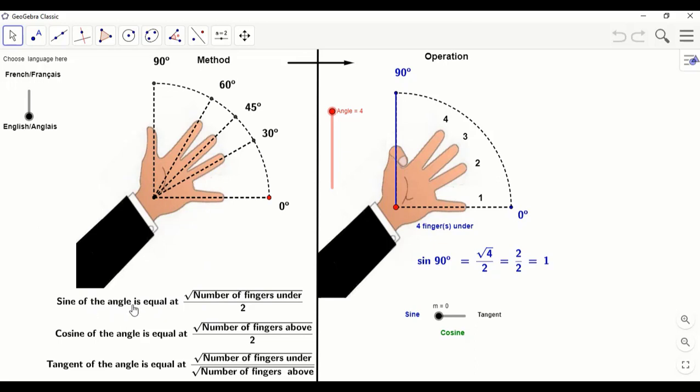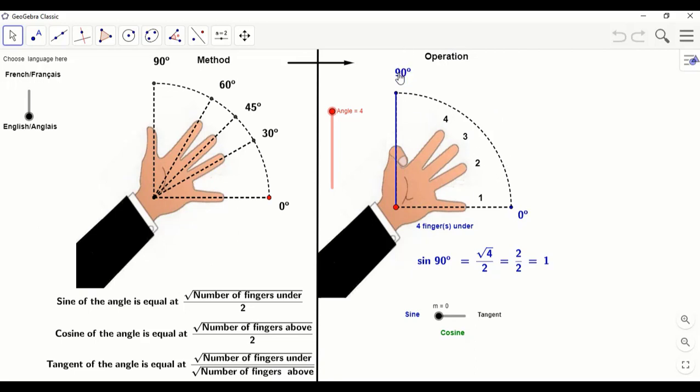If you are looking for sine of any of the angles 0, 30, 45, 60, and 90, just find the square root of the number of fingers under divided by 2. If you are looking for cos, find the square root of the number of fingers above divided by 2. If you are looking for the tangent of any of these angles, just find the square root of the number of fingers under divided by the square root of the number of fingers above. So let me show you the operation in this applet.